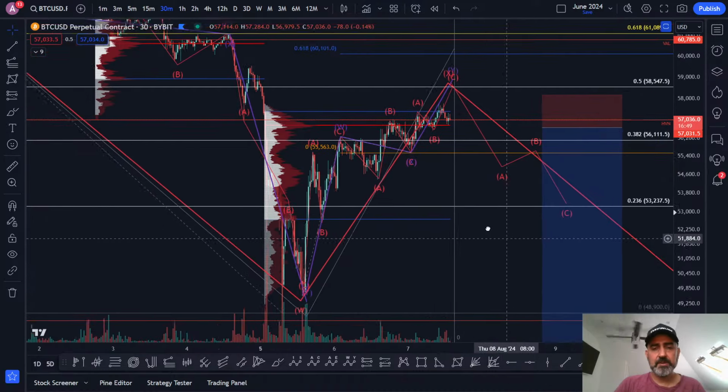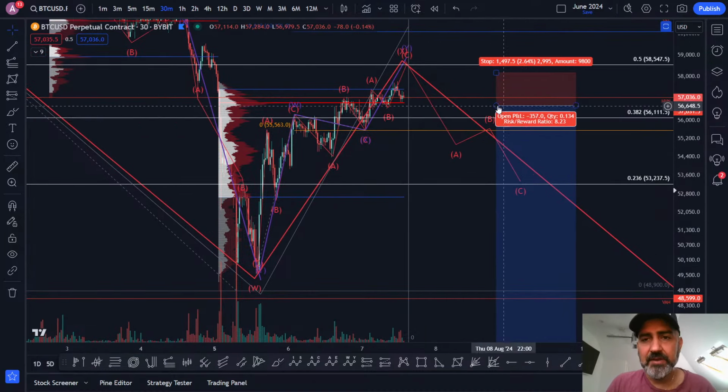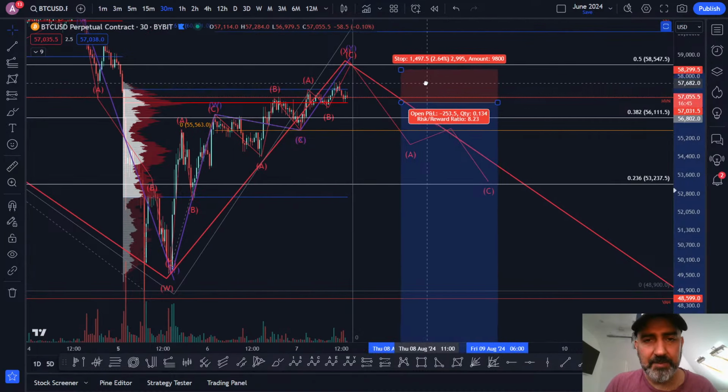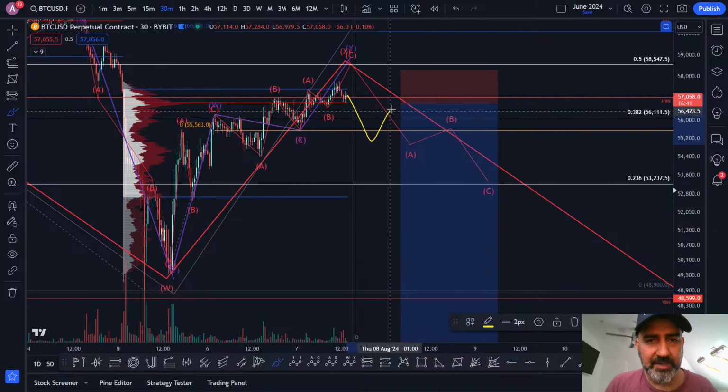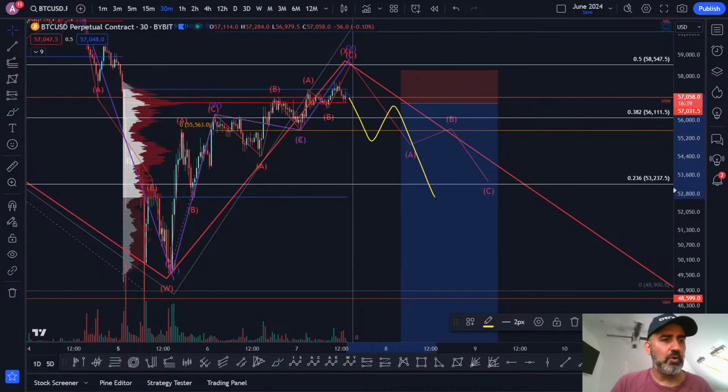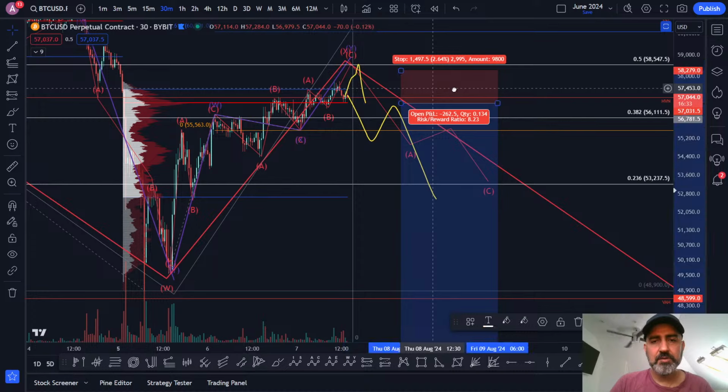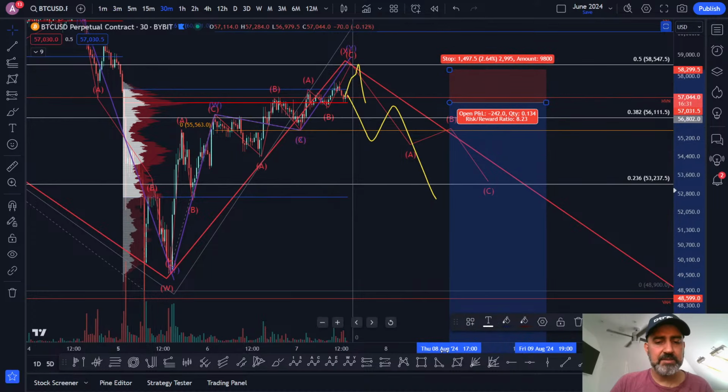All right, so potentially 50. Let me just draw this out for David. We have two scenarios: a sign of weakness or higher prices. We've got two ideas.